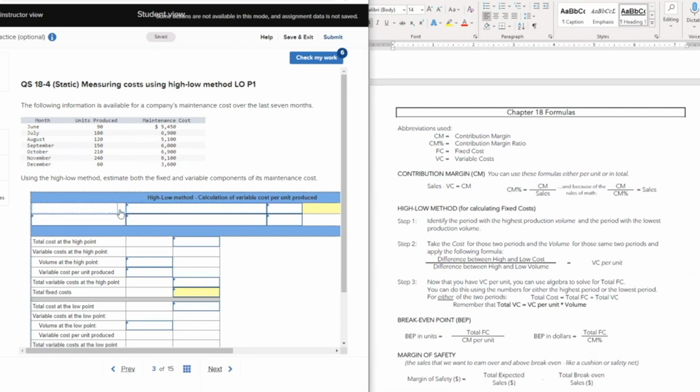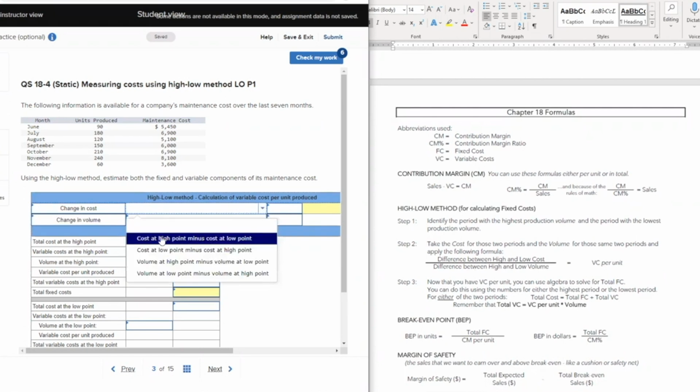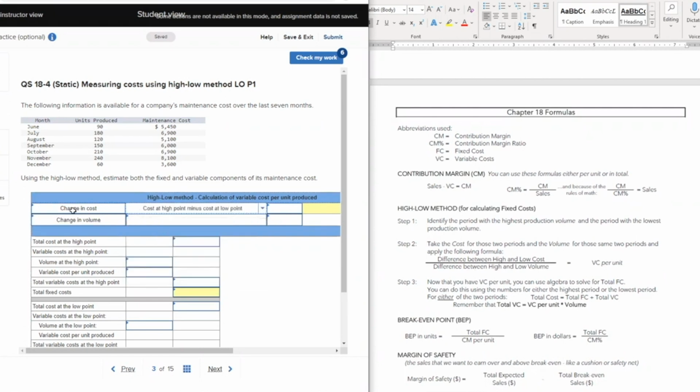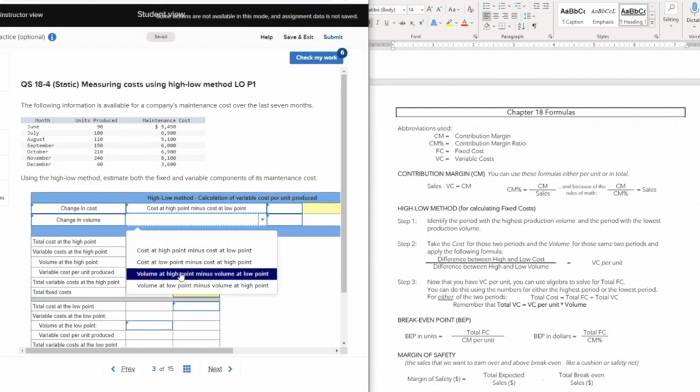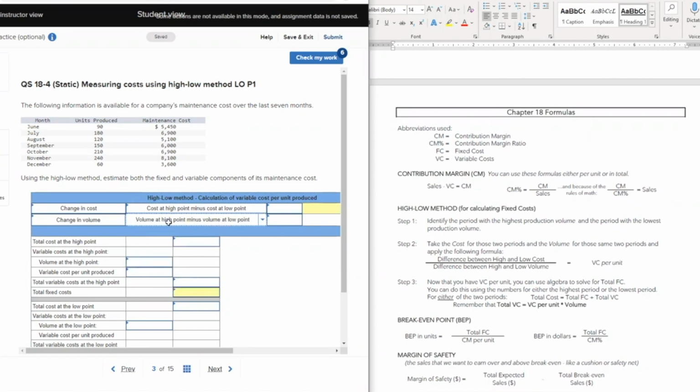Now, what's our formula? What do they want here? See, this is the formula. Difference between high and low cost divided by the difference between high and low volume. So cost is in the numerator, the volume is in the denominator, the difference. Now, cost at the high point minus cost at the low point. That's the difference in cost. Volume is the volume at the high point minus volume at the low point. It's the difference between the two, right?